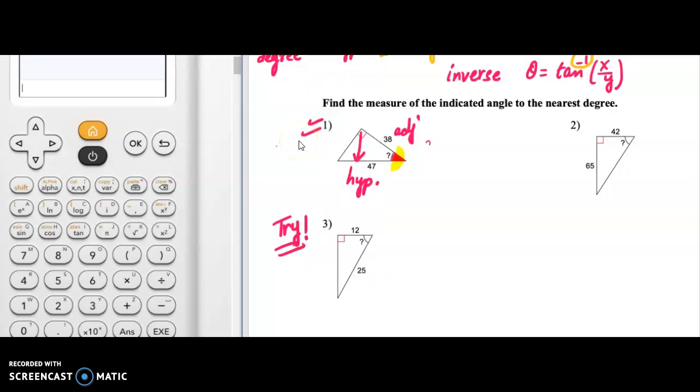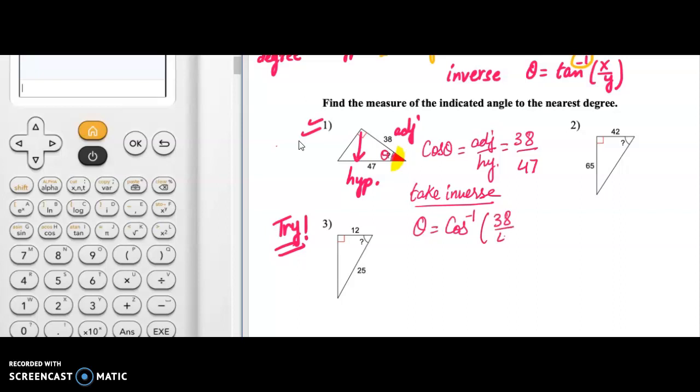We can use cos. Instead of the question mark, let's say it is theta. Cos theta is what? Adjacent over hypotenuse. What is adjacent in this case? Adjacent is 38 over 47. But I'm not looking for the ratio only, I'm looking for the angle. To find the angle, we will take the inverse, right? So theta is nothing but cos inverse of the ratio.